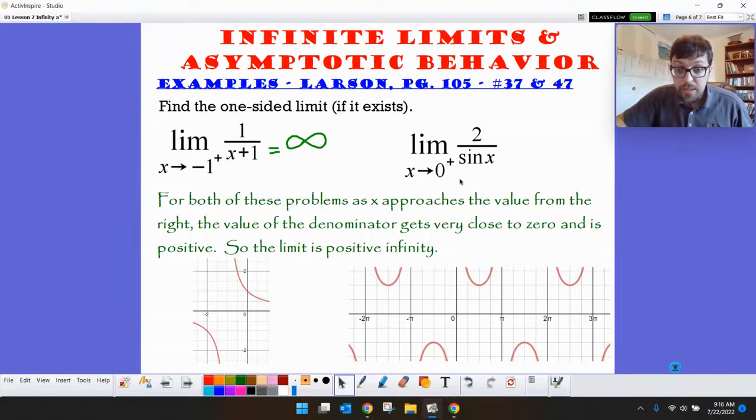Now, over in this one, same deal. What is happening as x is approaching 0 from the right? What is happening to my sine value? So as I'm plugging in values in quadrant 1 of our trig stuff, plugging in those values for sine, we got positive, positive, positive, positive, until we hit 0, where sine is 0 and everything blows up. So it's positive, positive, positive, positive, positive. Oh, okay, so this thing is heading towards positive infinity.